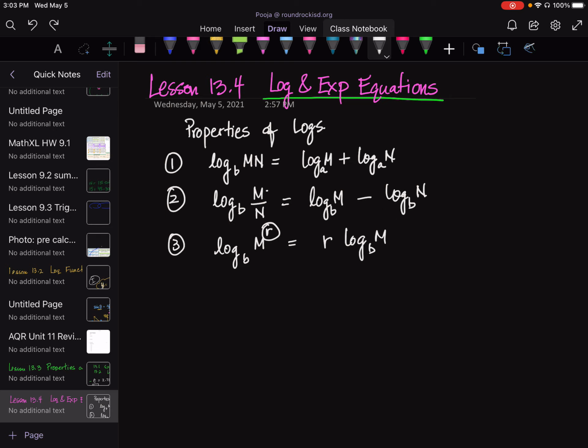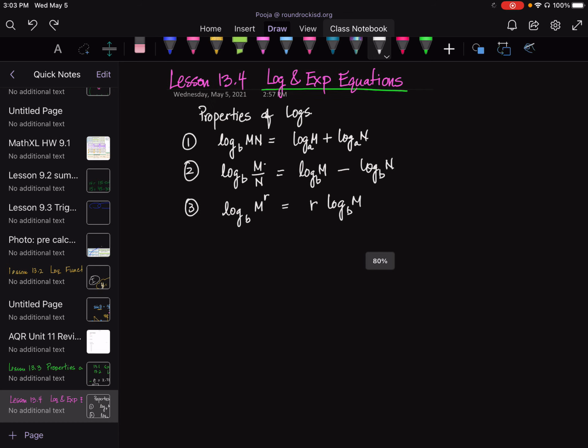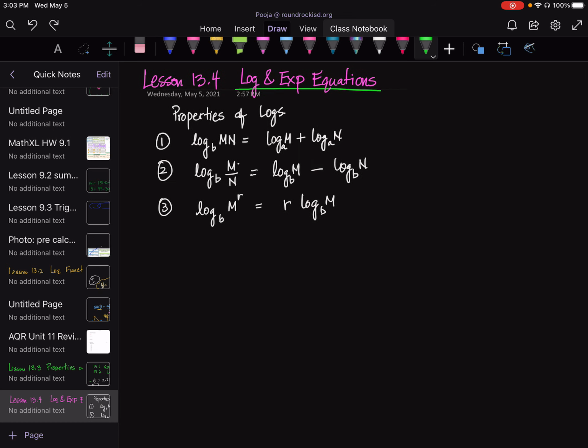Based off of property 3, we should be able to solve these equations, but we do need some basic algebra equation-solving skills. So topic 1, let's solve log equations, or logarithmic equations.